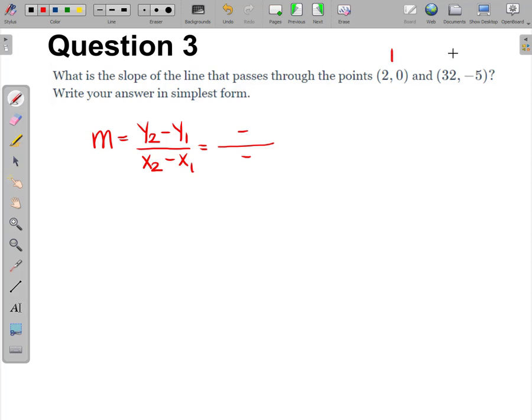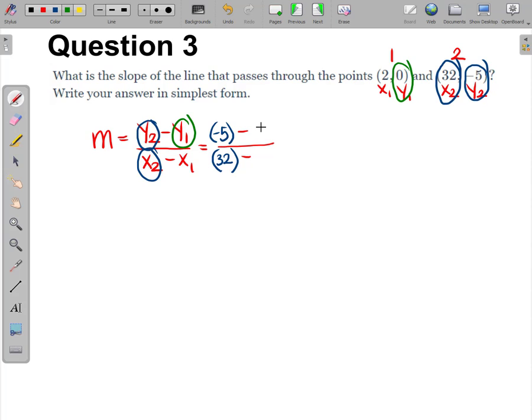I'm going to label (2, 0) as my first point, and (32, -5) is my second point, so this will be x sub 1, y sub 1. This will be x sub 2, y sub 2. I will substitute, let's see, I'm going to go ahead and do my y sub 2, which is -5, then x sub 2, which is 32. Switching to green, my y sub 1 is 0. And then my x sub 1, which is 2.